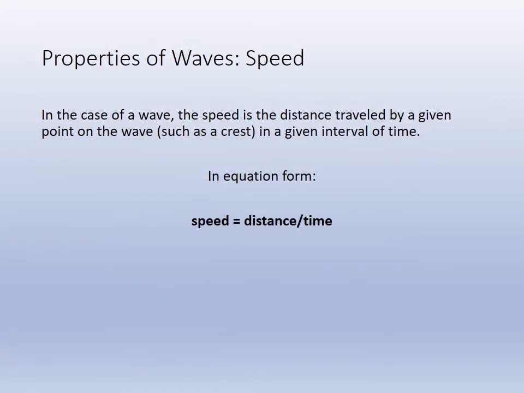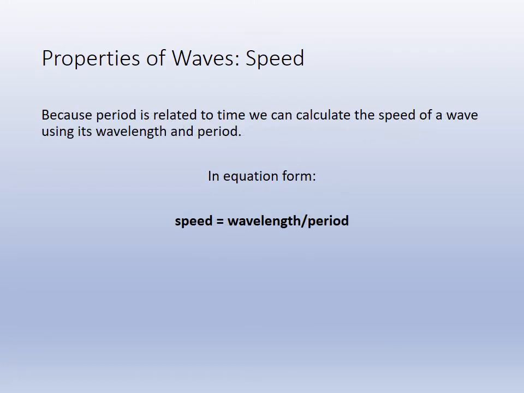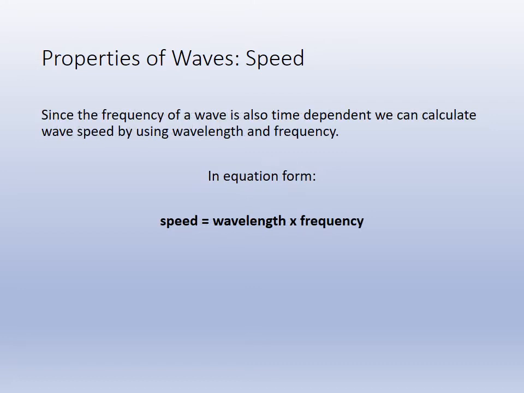The speed of anything is really distance over time, that's rate, and in a wave we have two ways to calculate speed. The first is the wavelength over the period. The second is the wavelength times the frequency. Remember, the frequency is the reciprocal of the period.